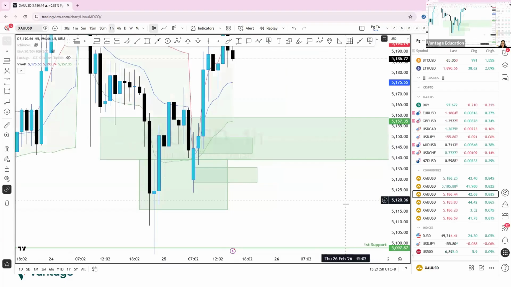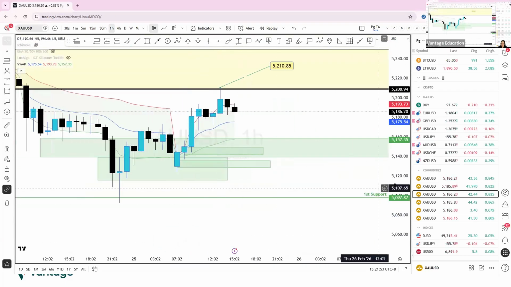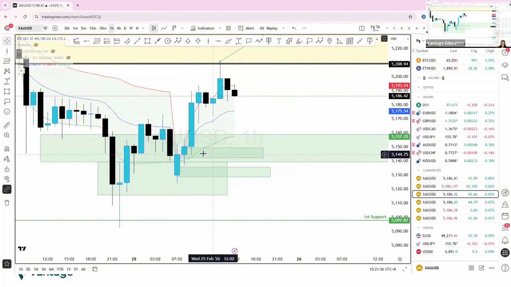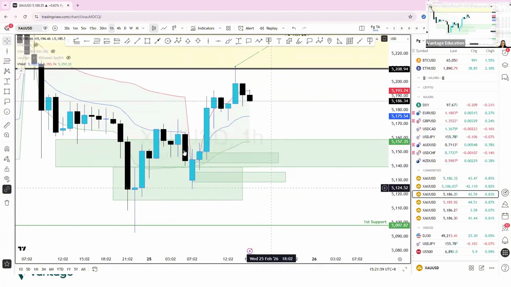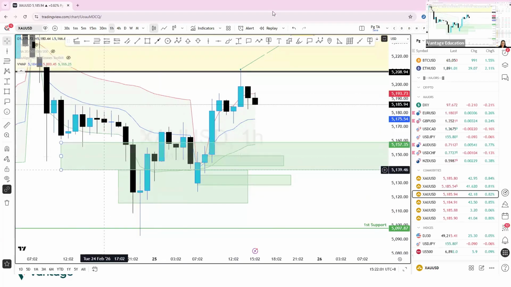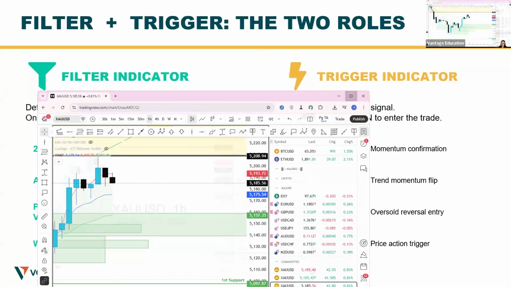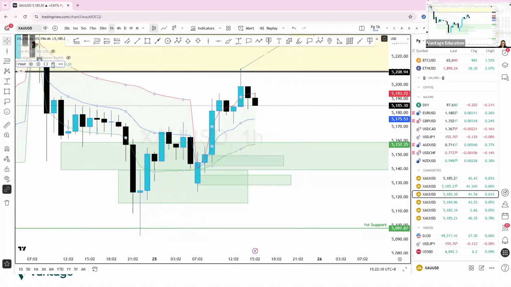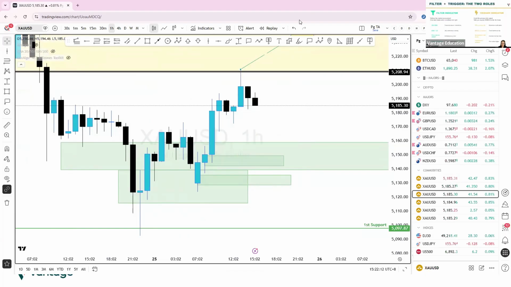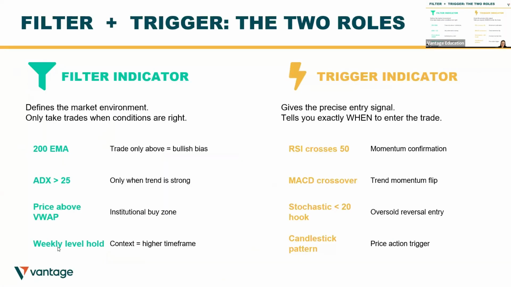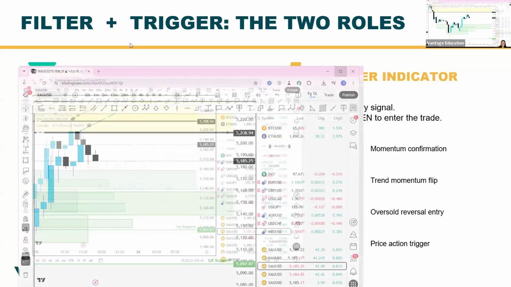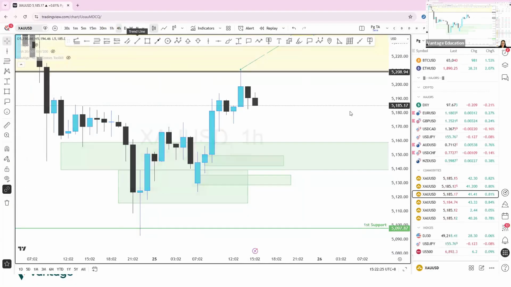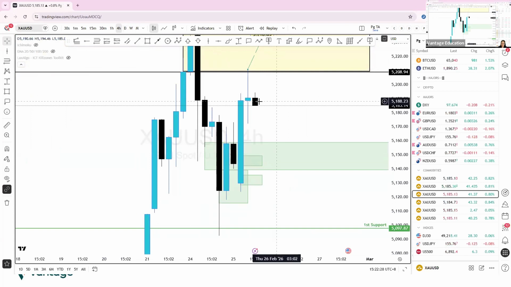If you go on the higher time frame, this buy zone we're going to monitor. You can test it out with how you want to trade with this volume thing from just now. And another one, weekly level hold contact on a higher time frame. So if you are a swing trader or position trader, at least, price falling, we are going to wait here.